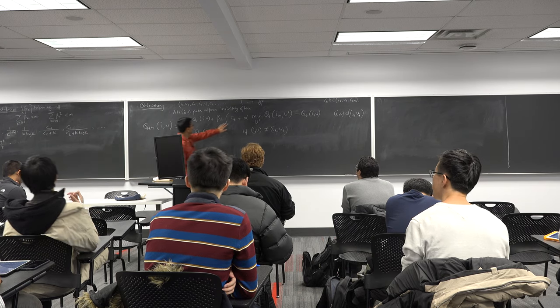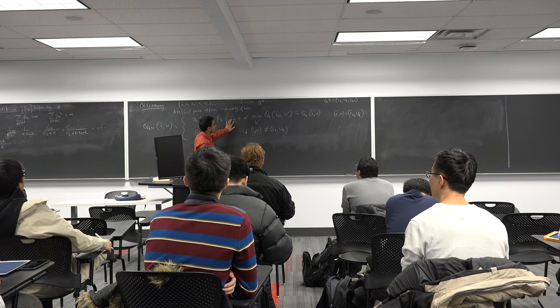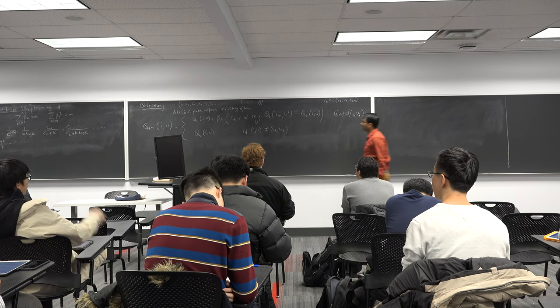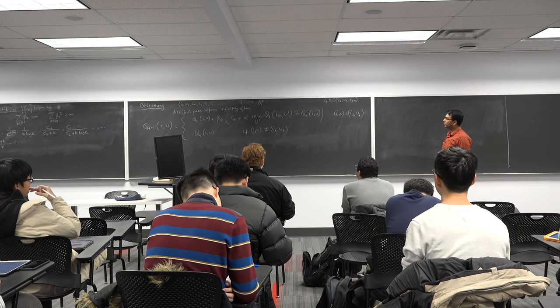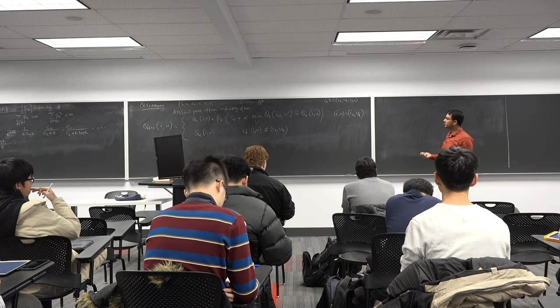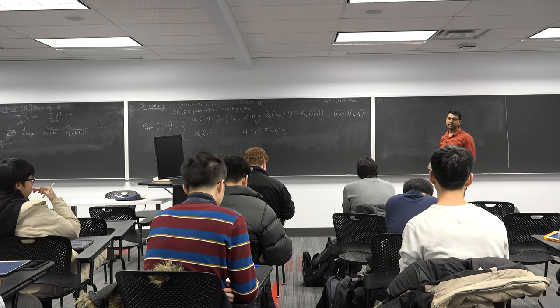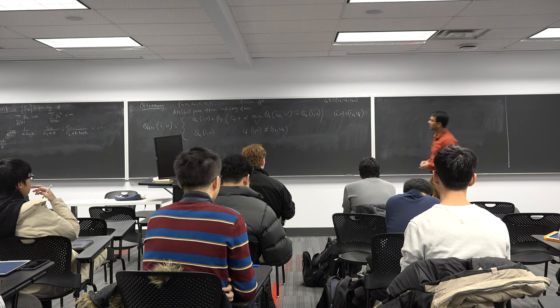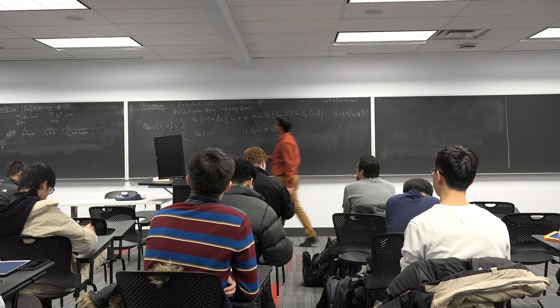So this is just a number. There is no expectation anywhere in this whole update equation. And that's why it's model free. I don't need to know the transition probability. I don't need to know the cost function in order to run this algorithm. That's why it's a model-free algorithm. Okay?